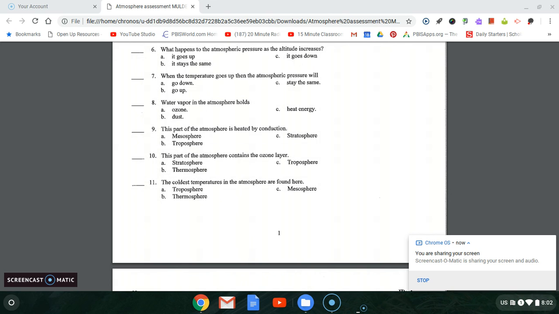Number 7. When the temperature goes up, then the atmospheric pressure will A, go down, B, go up, or C, stay the same? Number 8. Water vapor in the atmosphere holds what? A, ozone, B, dust, or C, heat energy?